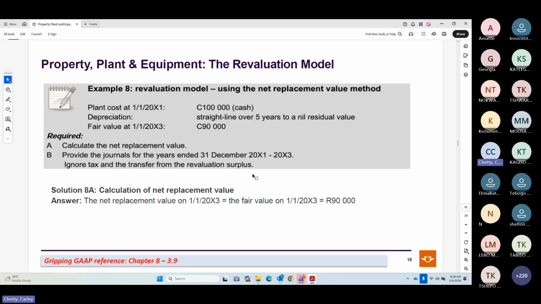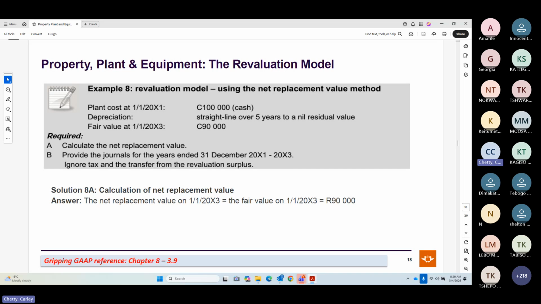So here we have an example from the textbook. This is example 8: the revaluation model using the net replacement value method. We have the plant, and that was bought on 1 Jan 20x1 for 100,000 cash. We are told that the depreciation is straight line over 5 years to a nil residual value. The fair value at 1 Jan 20x3, which is 2 years after purchase date, is 90,000.